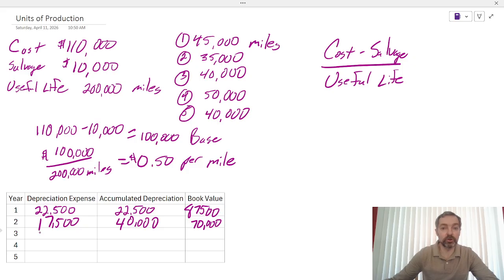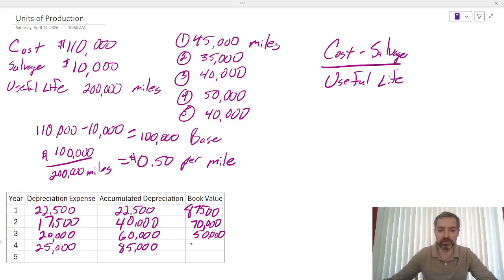For the third year, I drove 40,000 miles at 50 cents per mile. That's $20,000. My accumulated depreciation is 60,000. And 110,000 minus 60,000 is $50,000 on the book value. In the fourth year, I drove 50,000 miles at 50 cents per mile. That's 25,000. I'm up to 85,000 of accumulated depreciation. And that should be $25,000 left on my book value.